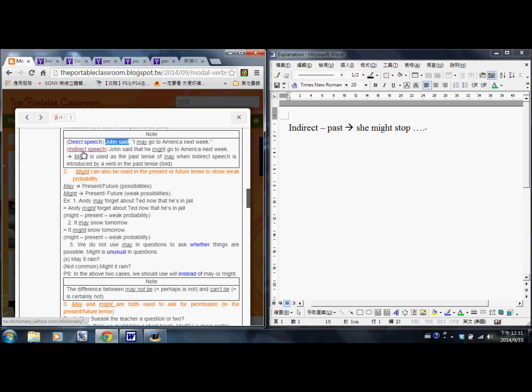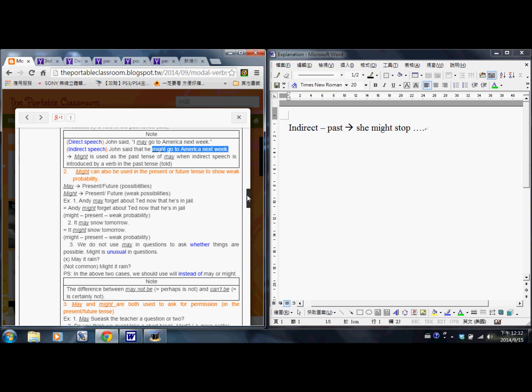But if you use it in an indirect way, John said that he might go to America next week. You're not quoting his words. You're just telling another person what he told you. So for direct speech, we can just use the same sentence that he said, but for indirect speech, we have to change everything to its past tense.